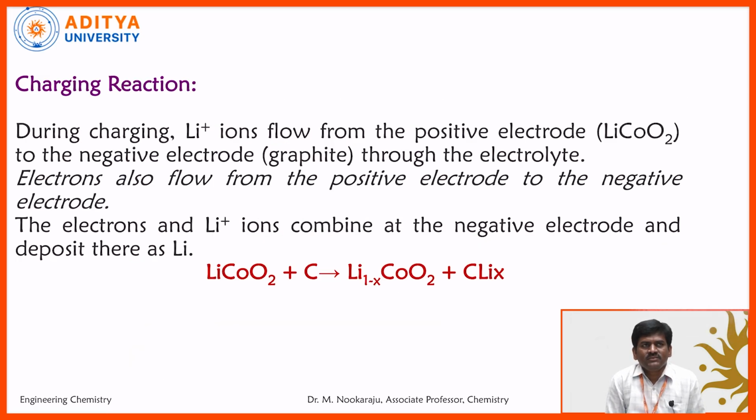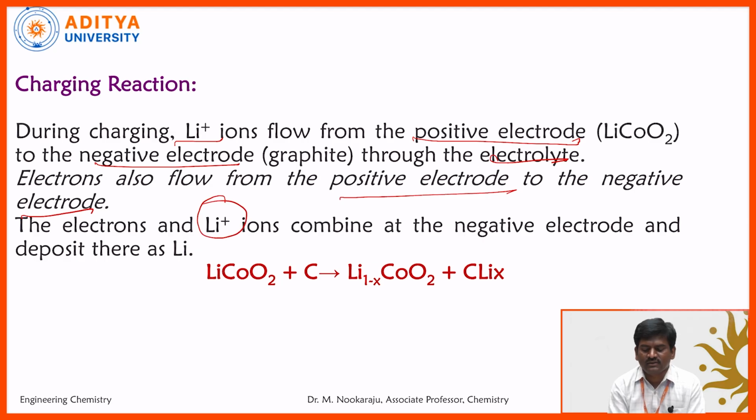Then what is charging? During the charging, the lithium ions flow from the positive electrode, lithium cobalt oxide, to the negative electrode through the electrolyte. So, electrons flow from the positive electrode to the negative electrode, and the electrons and Li plus ions combine at the negative electrode and deposit there as lithium. So, what happens is, lithium cobalt oxide at carbon, that is a layered structure, we are going to have the non-stoichiometric compound Li1-xCoO2.